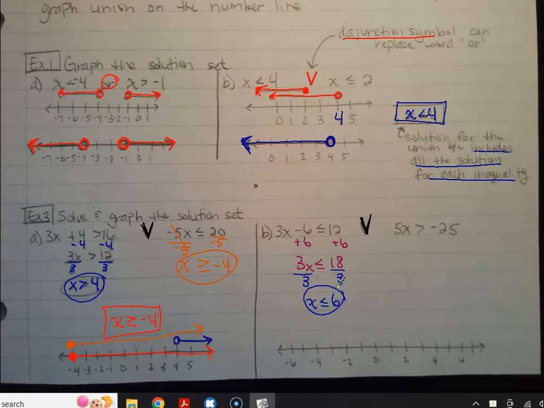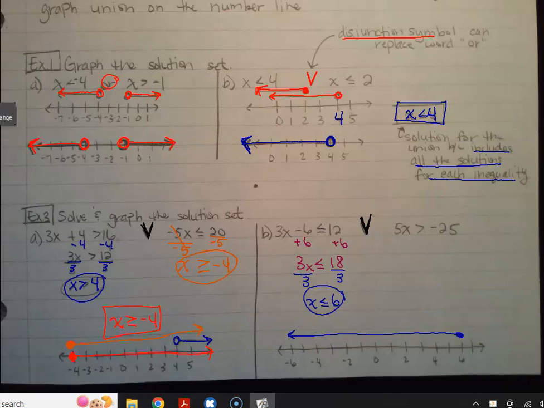Okay, so I've got a positive 6. It's less than or equal to, so it's going to be a closed circle. And it's going to the left for that one. Probably should have kept it all blue. Let's go to the next one.